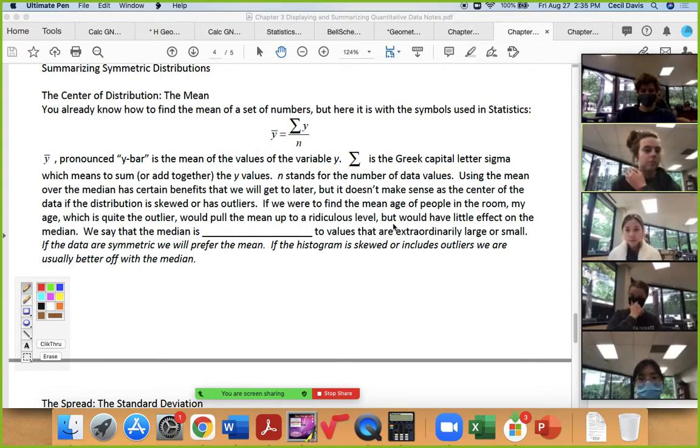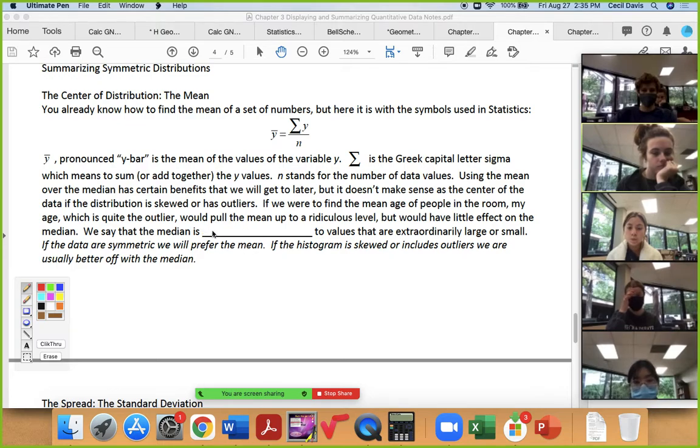So if we had an outlier like the mean age of the people in the room, we did this in 7th grade, and it works today because you have a sub in the room who is going to pull the mean age up. But it wouldn't have much effect on the median age of the people in the room.